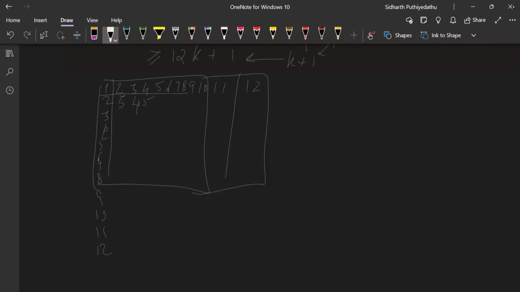And now we basically consider this coloring. It's a very common coloring in Olympiad math.